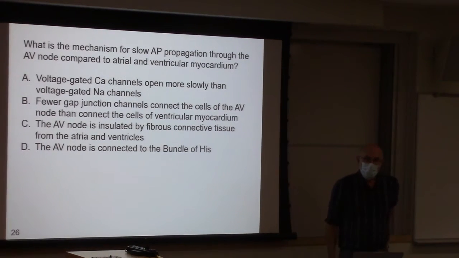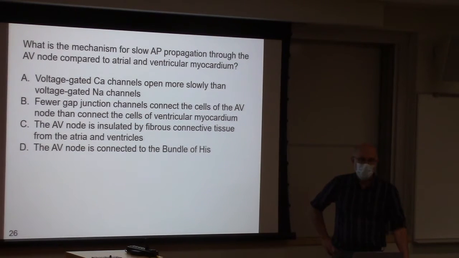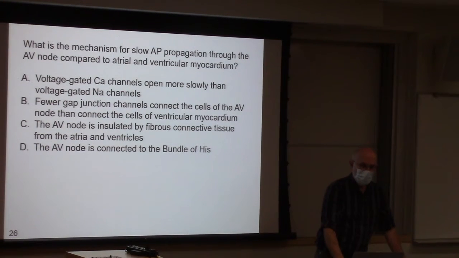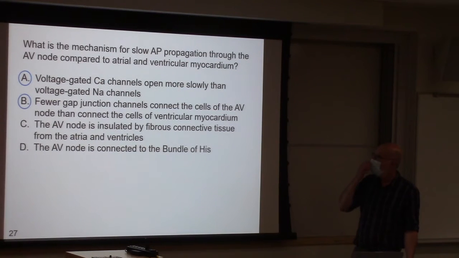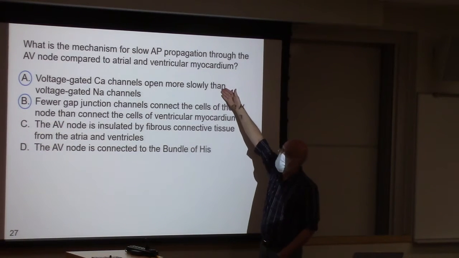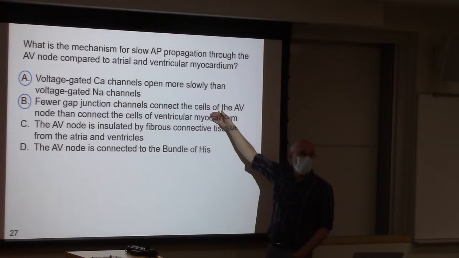What is the mechanism for slow propagation through the AV node compared to atrial and ventricular myocardium? That is, why is it slow in the AV node and fast in atrial and ventricular myocardium? AV node uses calcium channels for their action potentials, and they're intrinsically slow compared to sodium channels, and a few gap junctions.